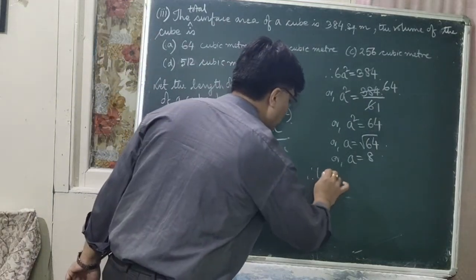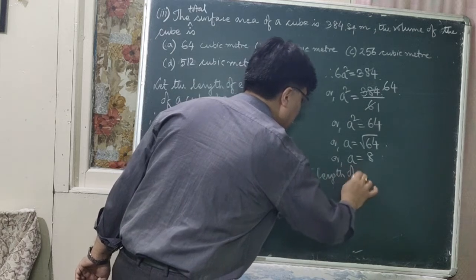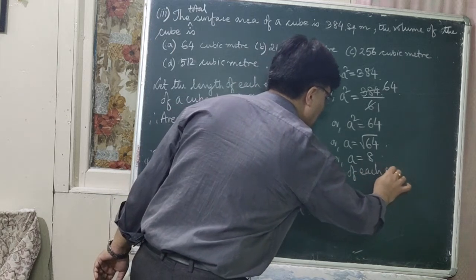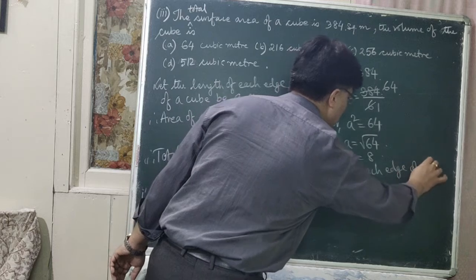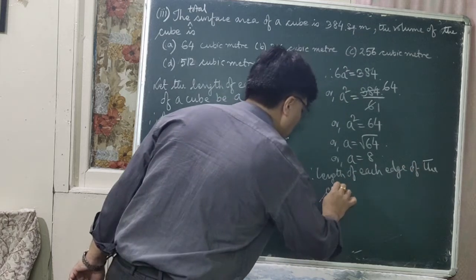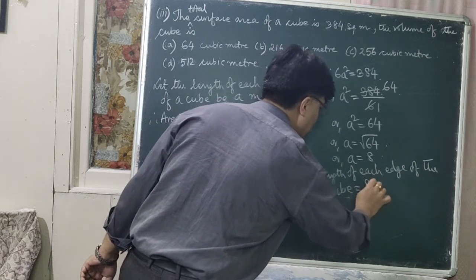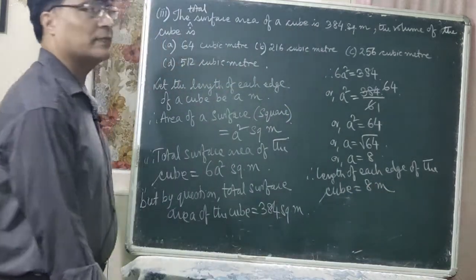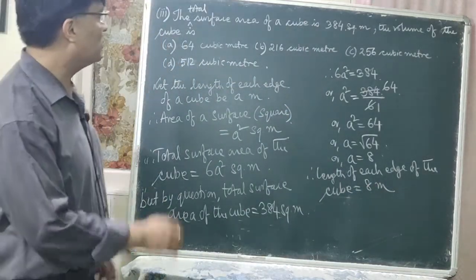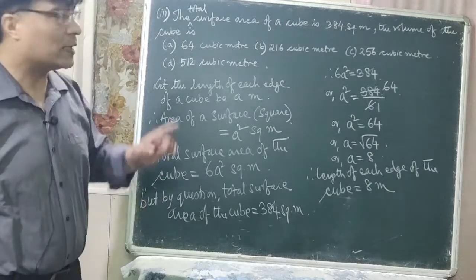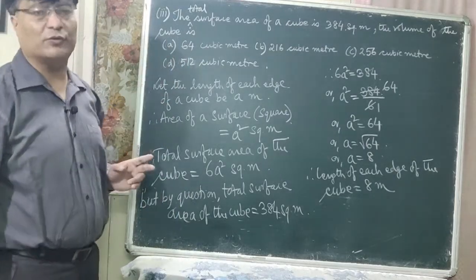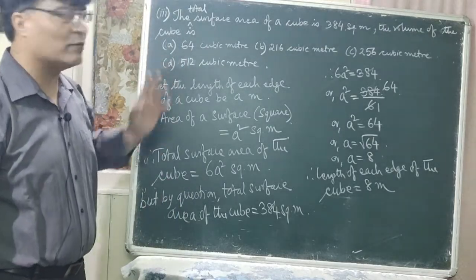Therefore, the length of each edge of the cube is equal to 8 meter. Is that clear? So now in the question you are asked to find out the volume of the cube. You have to find out the volume of the cube.